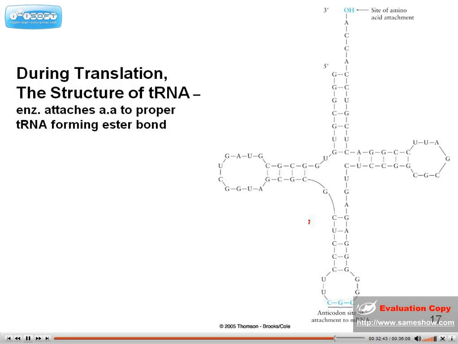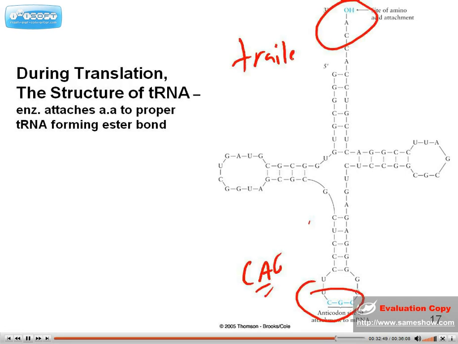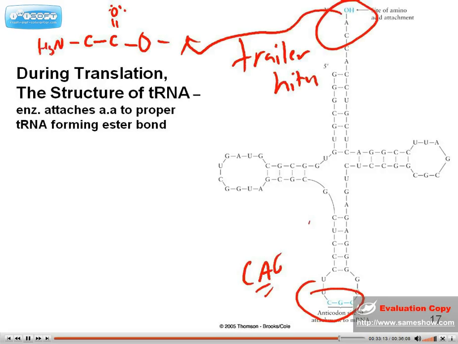Think of this as the cab of the truck. This over here is the trailer hitch, where you're going to have an esterification, and it's going to bond to the C-terminus end of your amino acid. So, for example, it forms an esterification on the carboxyl end, the C-terminus end. So let's say this was a cysteine, then it would be bonded to the carboxyl end of the cysteine.